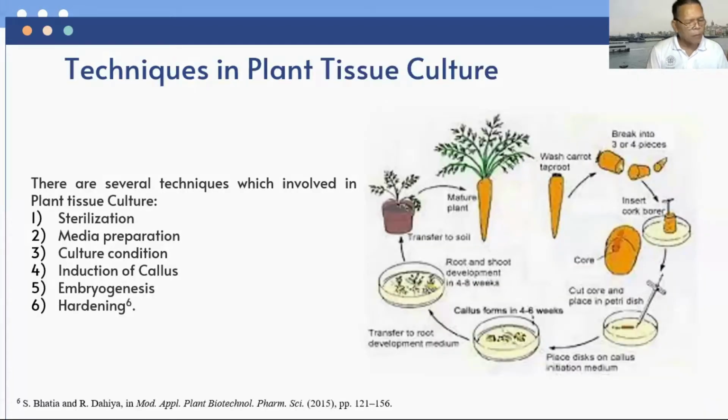There are several techniques involved in plant tissue culture, such as sterilization, media preparation, culture condition, induction of callus, embryogenesis, and hardening. Let's see this figure on the right side. Then we'll get a new plant regenerated from this carrot.